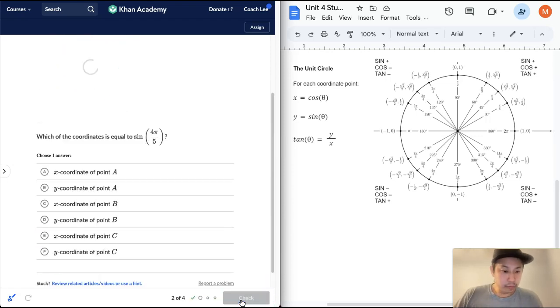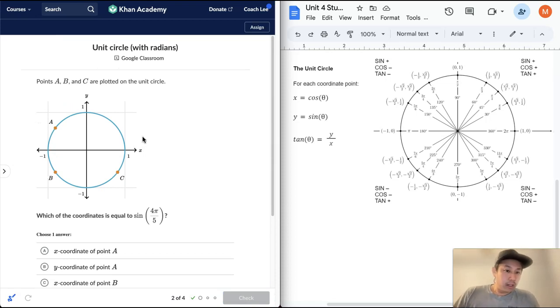So I'll do a full round here. Let's do all 4 questions. We have points A, B, and C plotted on the circle, and the coordinates equal to sine of 4 pi over 5. Okay, so we have some standard default angle measures for radians here. We do not see 4 pi over 5 directly on here, but we can use our fraction knowledge, right? Think of it as like 4/5 pi, right? So that should be a little bit before you reach pi, and it's 4/5 of it.